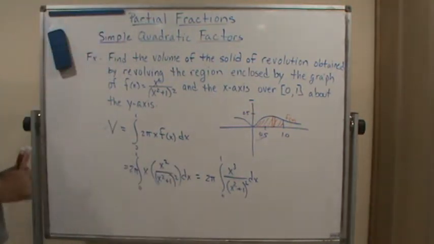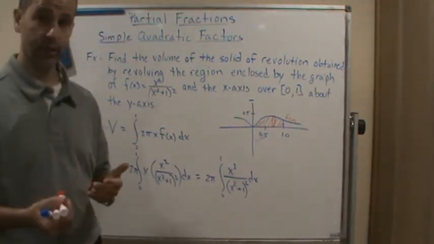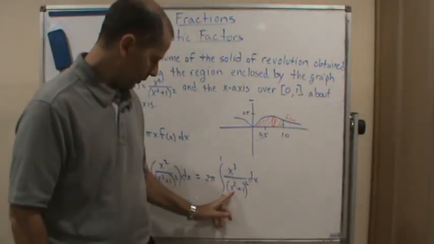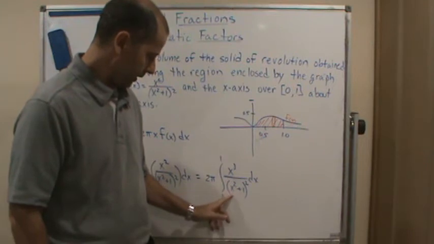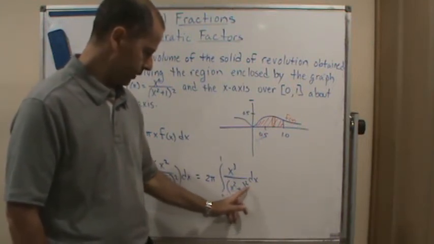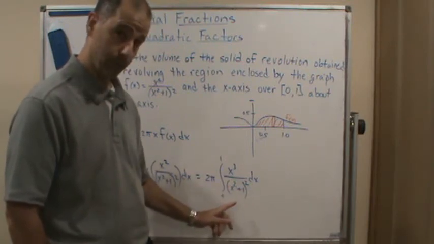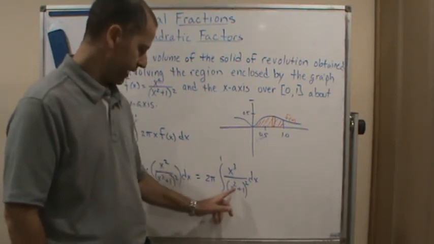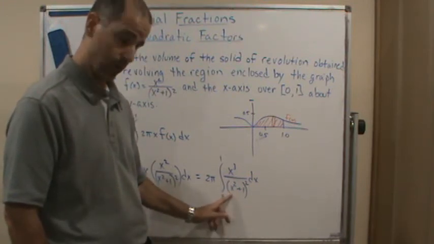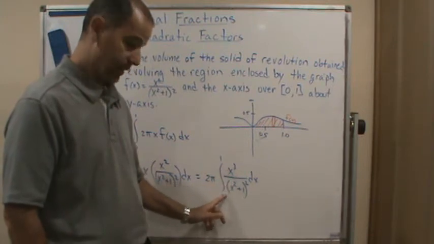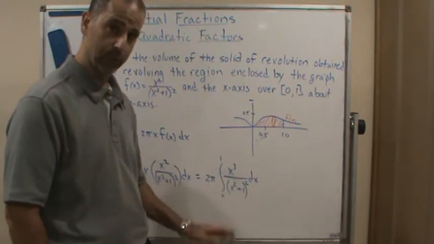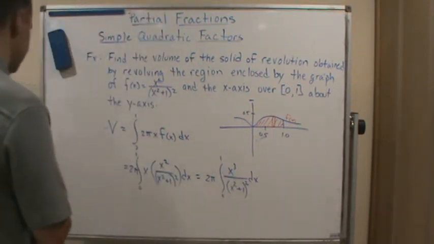Now, the first thing you want to do is check the degrees. So this is a degree of 3. Now be careful. Even though this is x squared, it's not a degree of 2 because we've got this power here. So this degree is actually 4. Okay? Because if you FOIL this out, the highest power is x squared squared, which is x to the 4th. So this is fine. So the degree of the top is less than the degree of the bottom, so we can proceed with partial fraction decomposition.